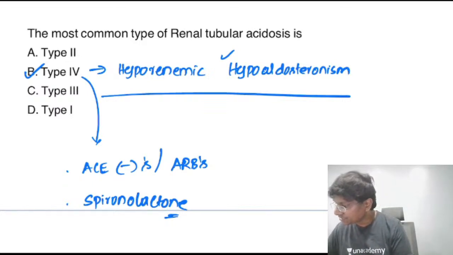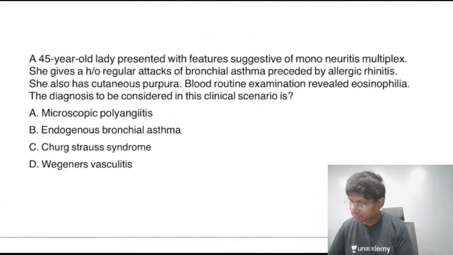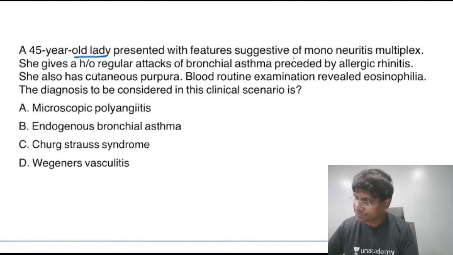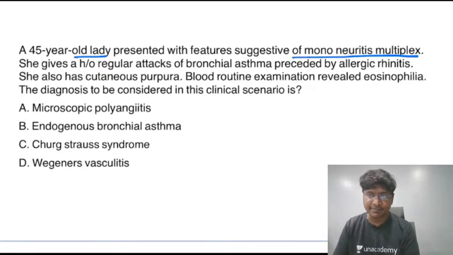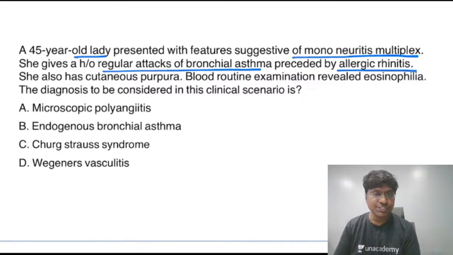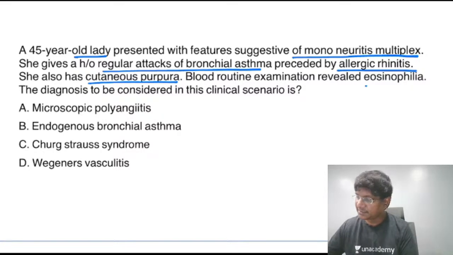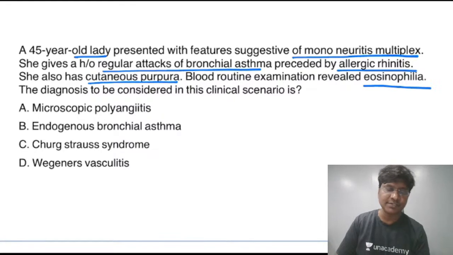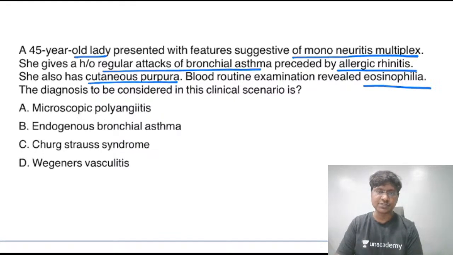Now one more clinical scenario. A 45-year-old lady presented with features suggestive of mononeuritis multiplex. She gives a history of regular intake of medications for bronchial asthma preceded by allergic rhinitis. She also has cutaneous purpura. Blood examination revealed eosinophilia. The diagnosis to be considered is microscopic polyangiitis, endogenous bronchial asthma, Churg-Strauss syndrome, or Wegener's granulomatosis.